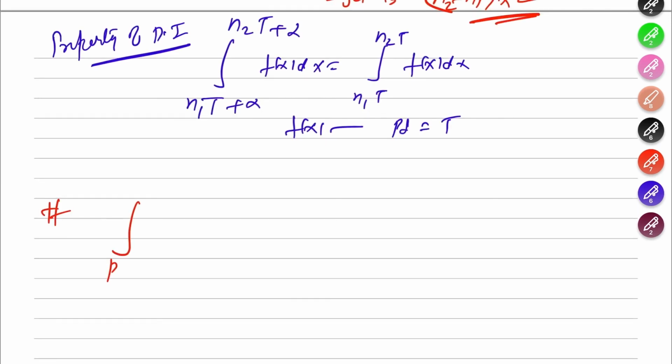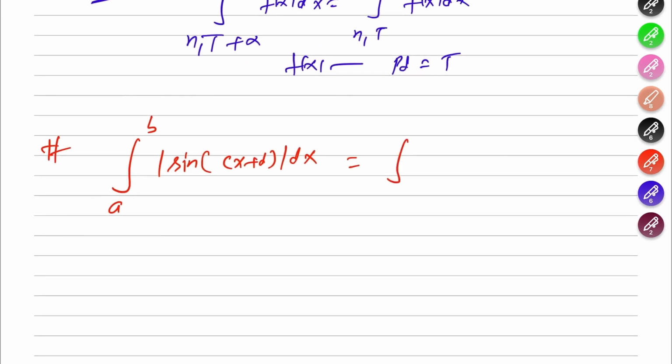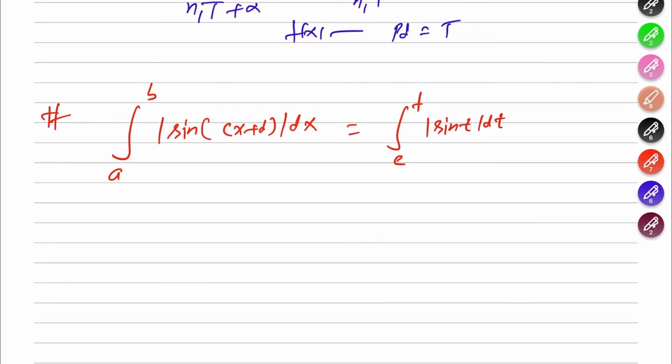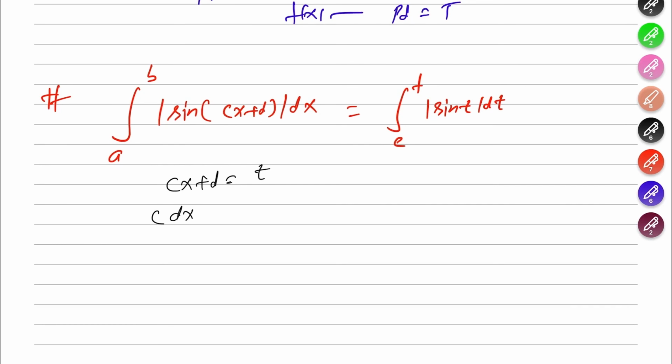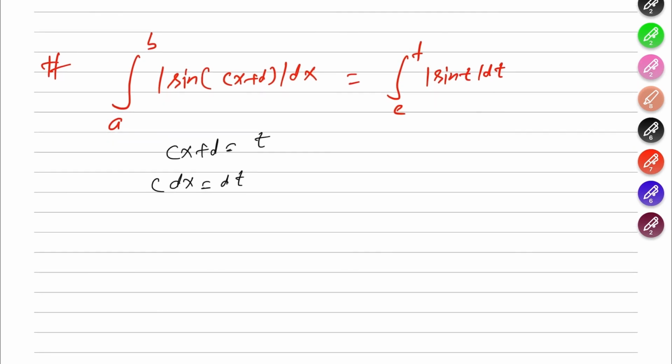One last approach: if we want to integrate any function, let's say from a to b, modulus of sin of (cx plus d) dx, it will convert into the integral from e to f of modulus of sin t dt, and that is easy to integrate. How? We assume cx plus d is equal to t, so that c dx is equal to dt.